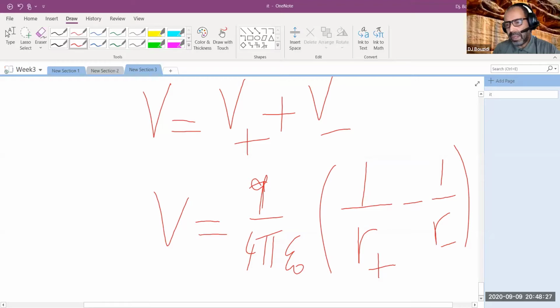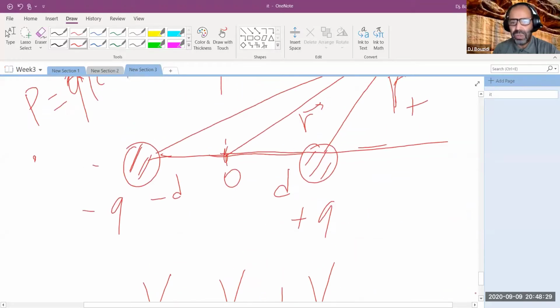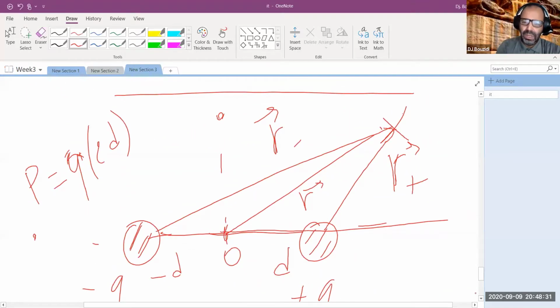1 over R plus is, now I need to express these vectors. This is in the x-axis. The I hat, this distance is d I hat. R plus is this distance. You can clearly see from this geometry that R itself, which is the position where I want to find the electric field, is the sum of d times I hat plus R plus as a vector.